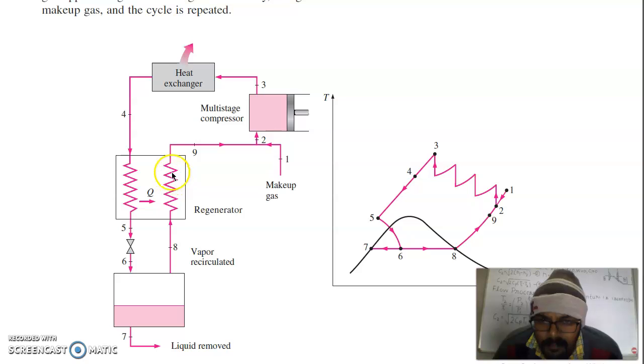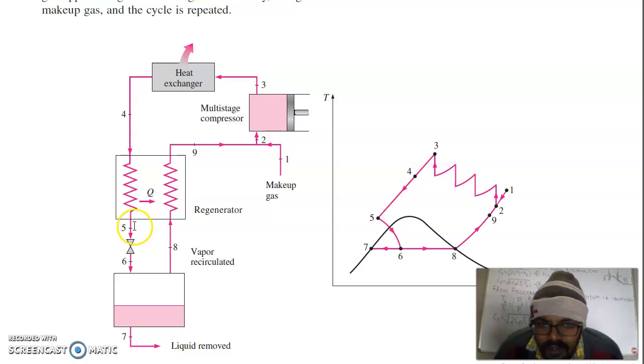low temperature compared to this gas which is at 4 to 5. So you can see this 4 to 5 is at higher temperature as compared to this 6 to 8 vapor. So these vapors will rise in temperature from 8 to 9, and they will take heat from 4 to 5. 4 to 5 means this 4 to 5 is cooled by providing heat to vapor at 8. Okay, and after this your fluid will go to 5.